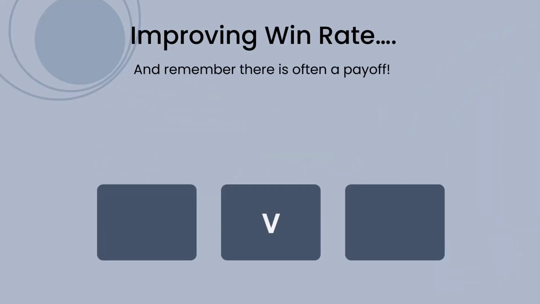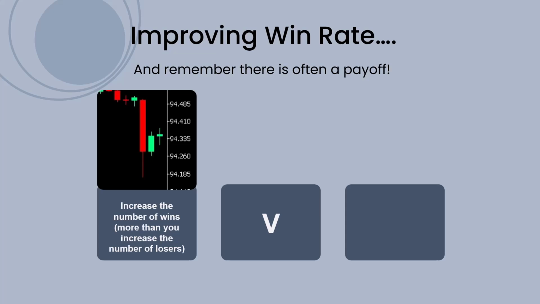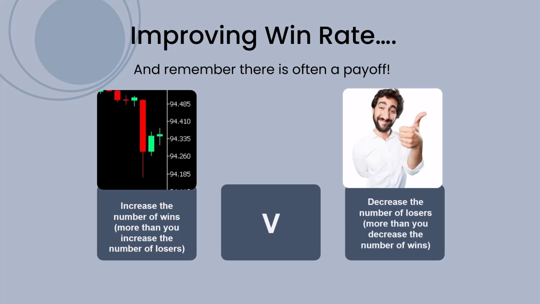So if we look at improving win rate and remembering that payoff, there are two approaches we can use. We can either increase the number of wins more than you increase the number of losers, or we can decrease the number of losers more than we decrease the number of wins. There's that payoff. So let's look at a few strategies that can help us do both of these. It may be one or a combination of these that could potentially make a difference.